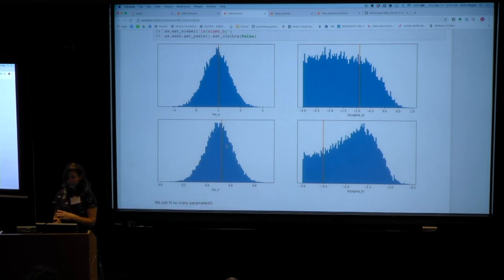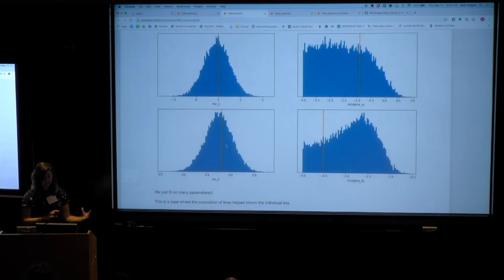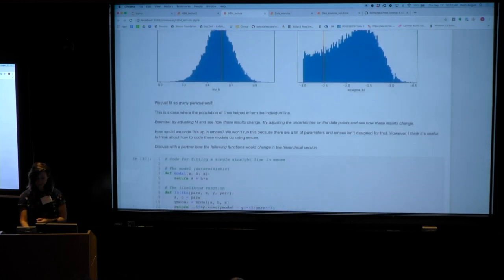And feel free to play around with that if you want to see how sigma A and sigma B respond to changes in the models. Part of you having this notebook on your laptop is so that you can go back and play with it, change things, and tweak it.